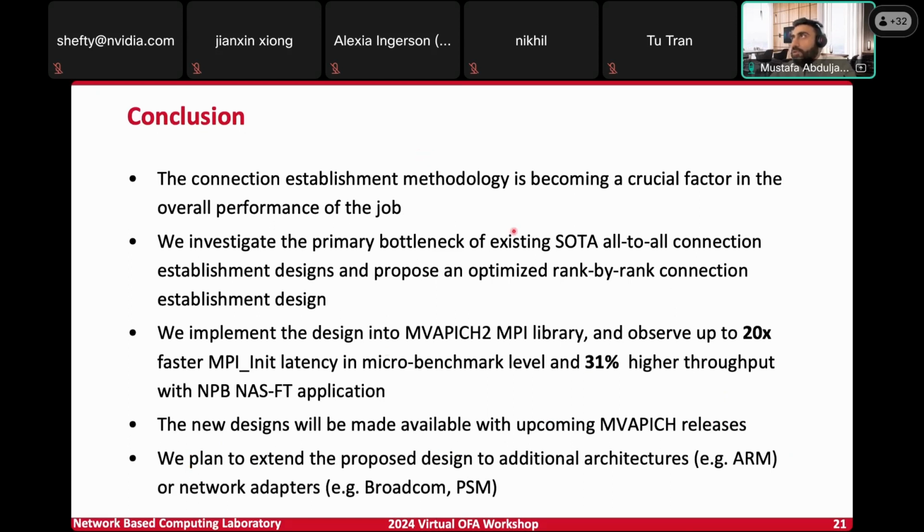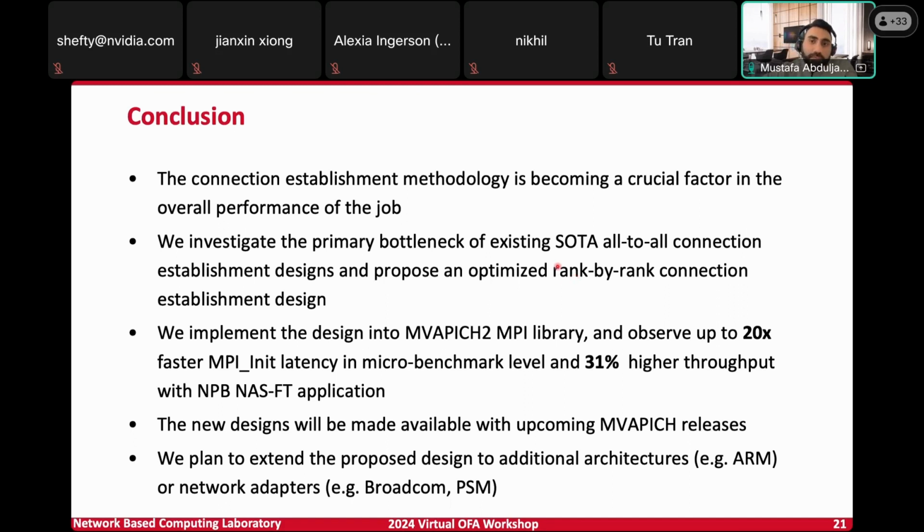So in conclusion, I know I'm finishing up a little bit early, but we can take some questions depending on the time. So in conclusion, we have been talking about the connection establishment methodology and how it became crucial for the overall performance of HPC and DL jobs. We've also investigated the bottlenecks for existing state-of-the-art all-to-all connection designs and proposed a new design for enhancing the rank-by-rank connection establishment. All of these designs are part of the MVAPICH2 library.